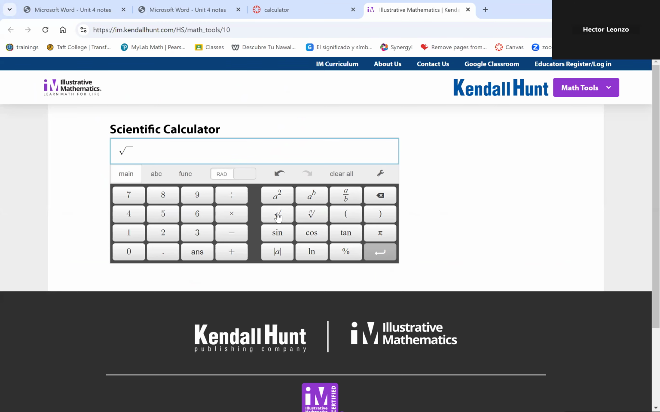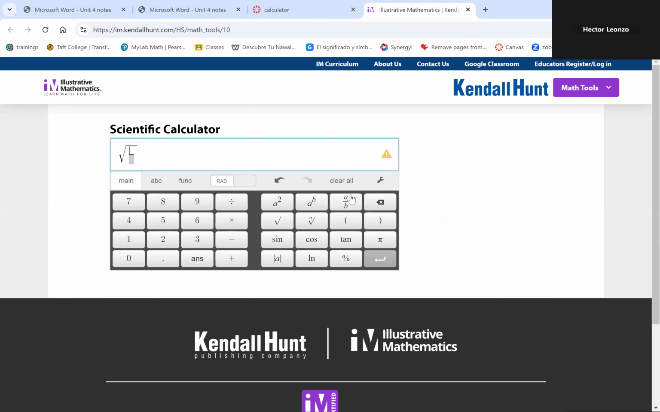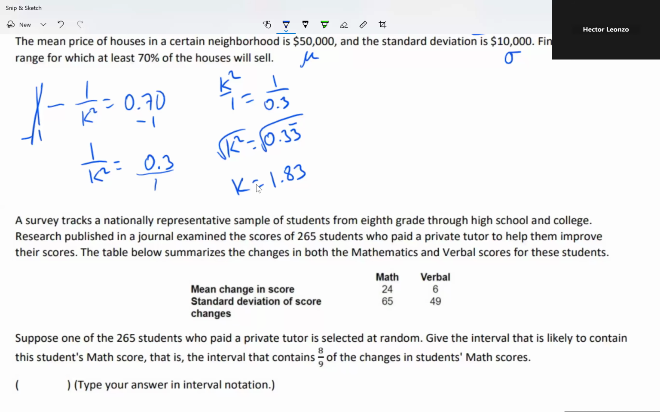I had a square root, right? At the beginning, and on the inside, I had a fraction. And wasn't my fraction 1 divided by 0.3? So 1 divided by 0.3, and then you guys see 1.83. I rounded it to 1.83. Good. So I have my K value.